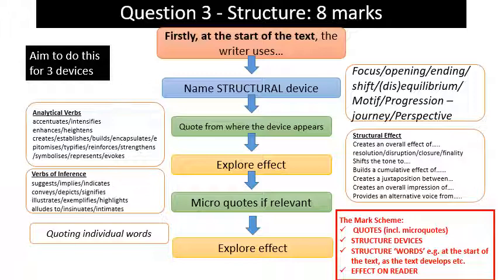You might not need to select a micro quote, but if it helps you to create a deeper understanding of the effect, then absolutely do so. You will get more marks as ever for micro quotes, for judiciously selected quotations, single words. And then in your next paragraph you would say, secondly, as the text develops, finally, as the text closes, the writer uses. But I'm going to repeat the same structure 3 times.